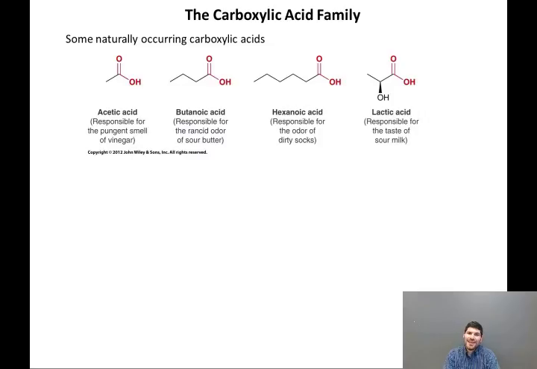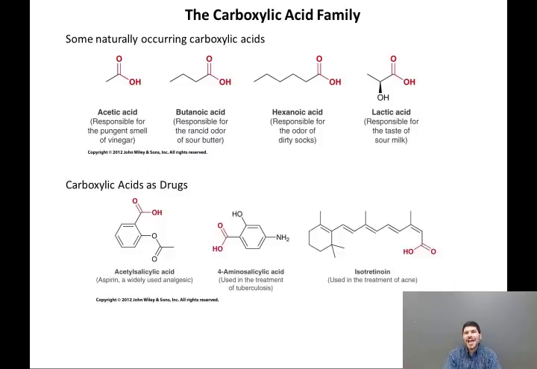And then when milk goes bad, you actually are smelling the smell of lactic acid, which is responsible for the taste of sour milk. Okay, carboxylic acids are not just smelly things. They're also important functional groups in a number of drugs. Aspirin, for example, is acetylsalicylic acid. There is another similar drug that's used in the treatment of tuberculosis, aminosalicylic acid. And finally, isotretinoin, which is the active ingredient in Accutane, the acne medicine, also has a carboxylic acid at the end of the chain.